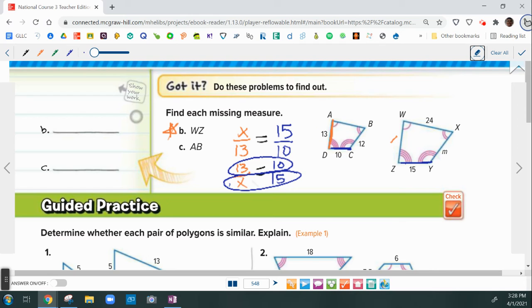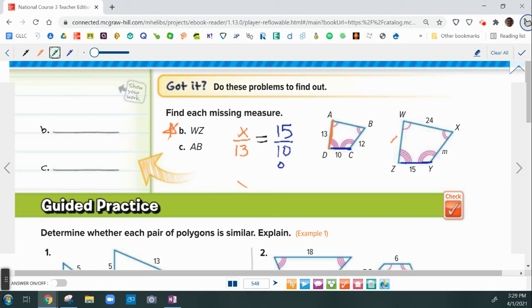Trying to erase, but it's not working for me. That's okay. Now we have to cross multiply and solve, and that should give us the correct answer. Erase, erase. Come on.